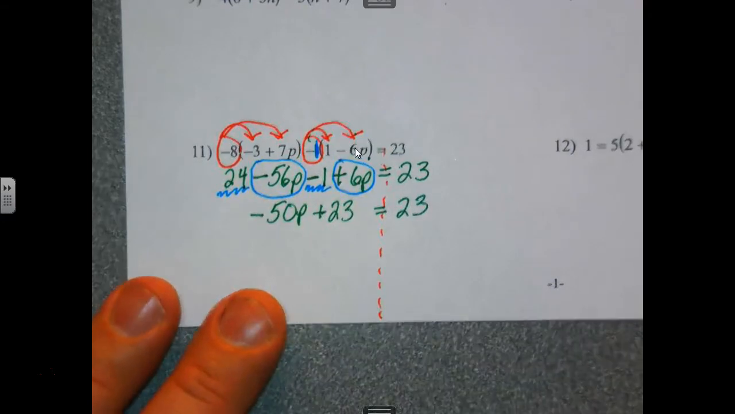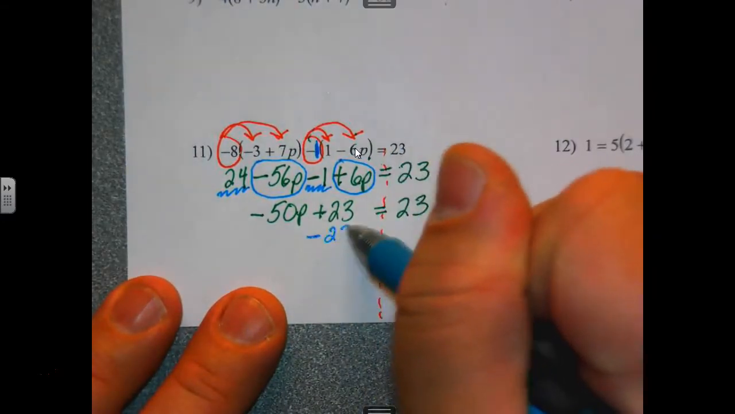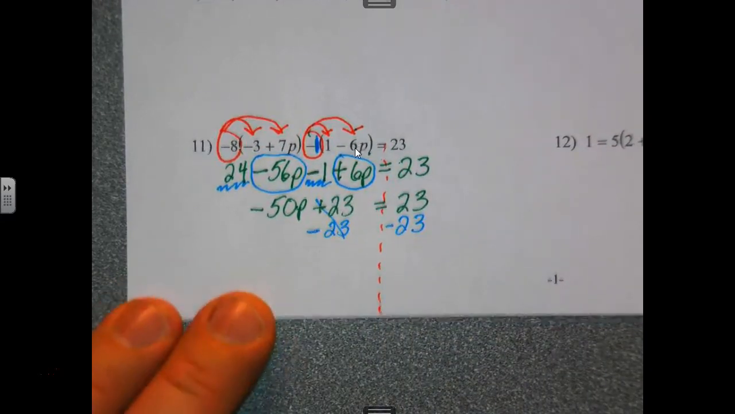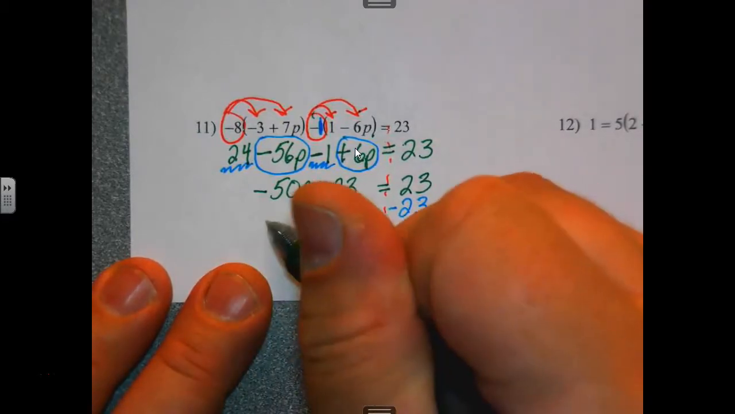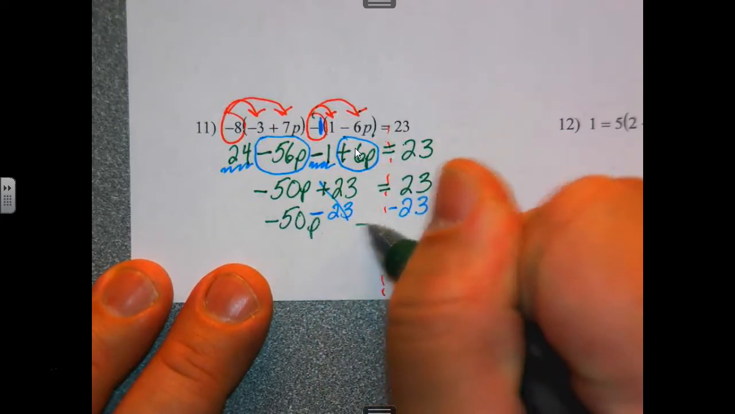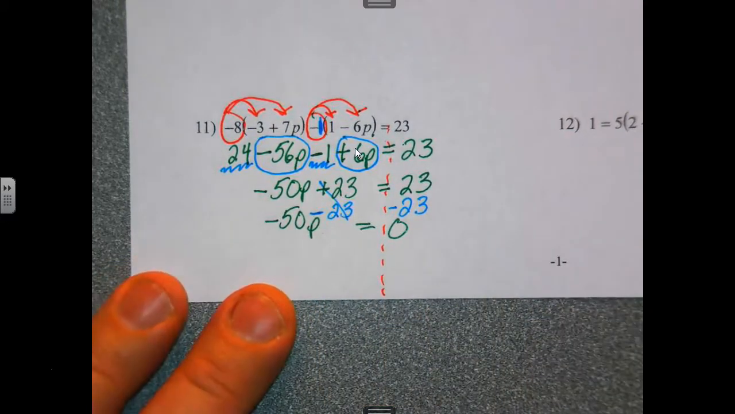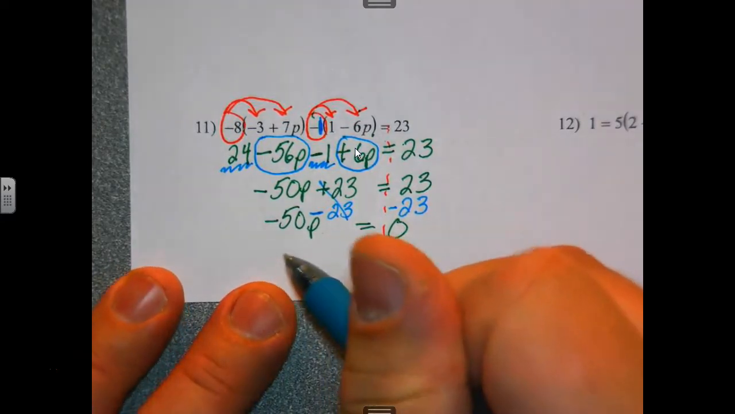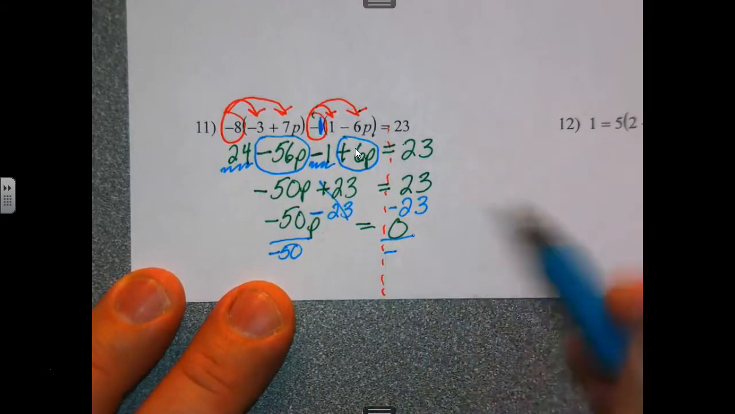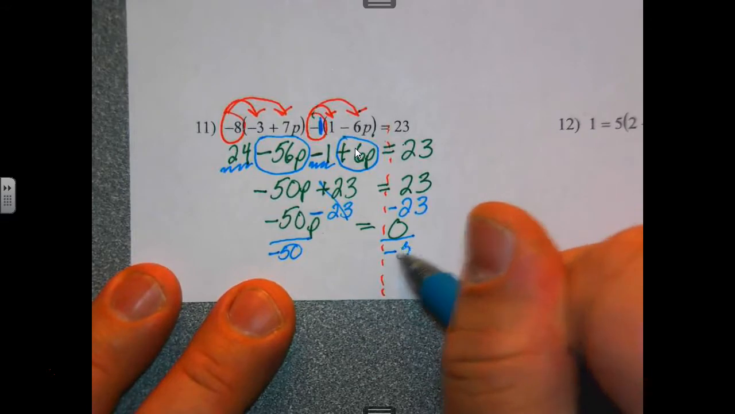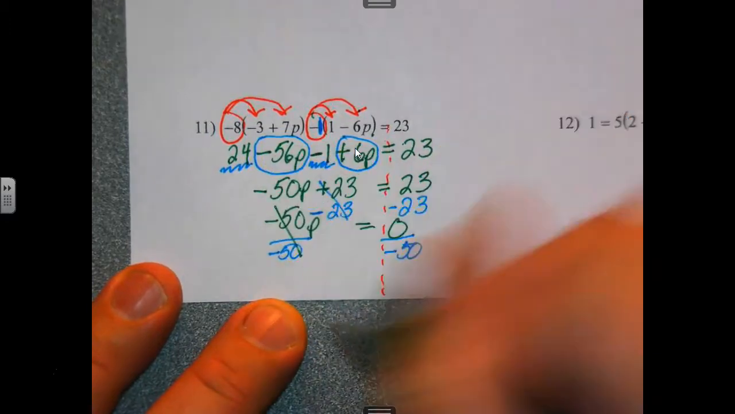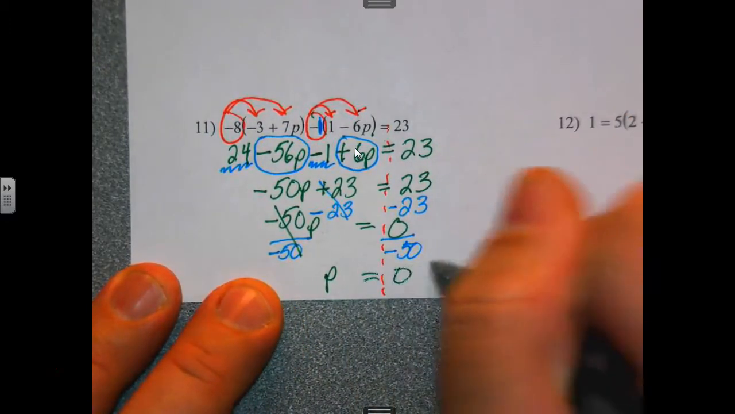Subtract 23 from both sides. I get -50p. It's going to equal 0. Divide both sides by the coefficient -50. Now I can divide 0 by a number. I can't divide a number by 0. Don't believe me? Use your calculators. I get p equals 0.